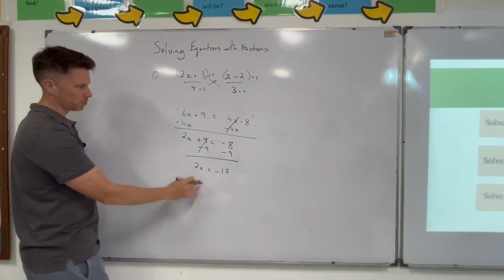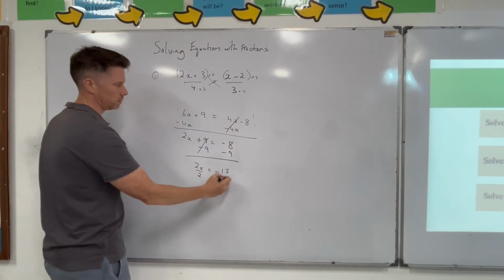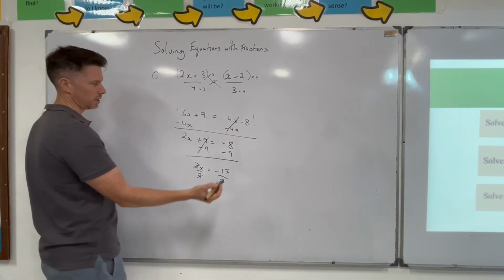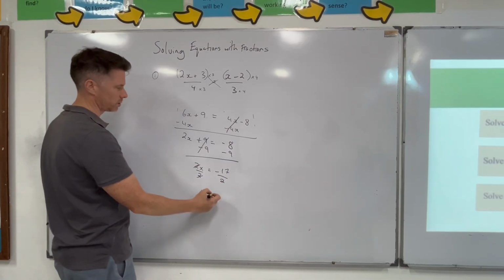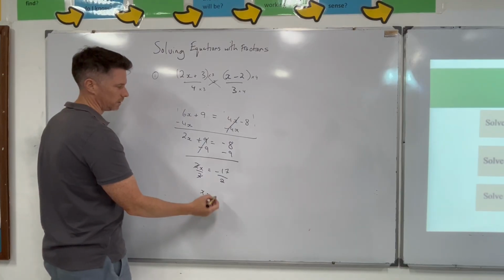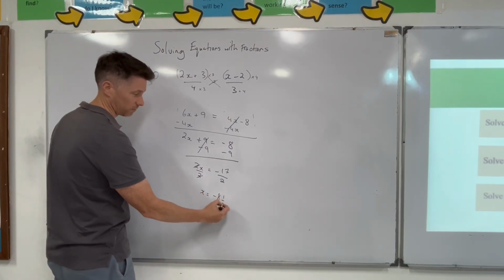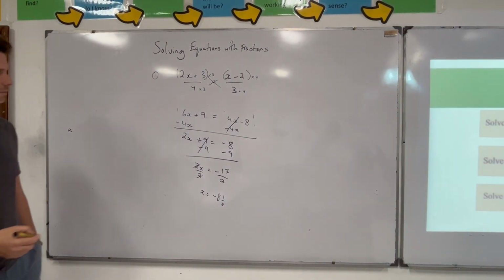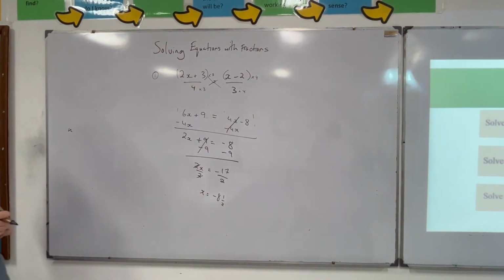An awkward number, but I don't panic, because I just need to divide it by 2 to get rid of this 2x. And I can keep it as an improper fraction, or you can write negative 8.5 if you want to go decimals. Okay? So that's the theory.